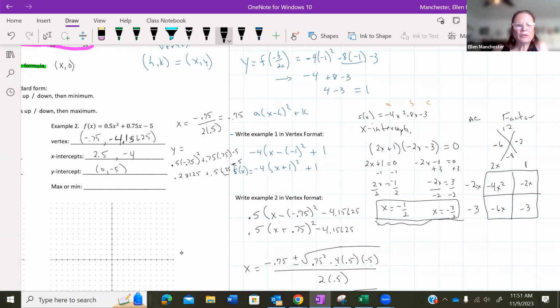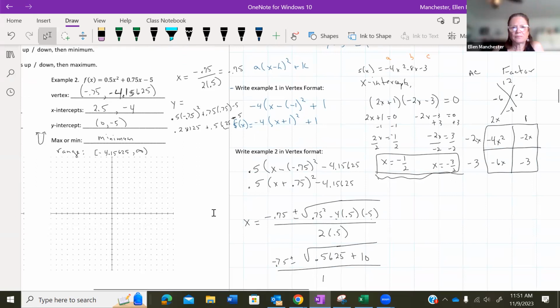Max or min. So this one is a positive, right? My first number is positive. So that means I have a minimum. And then the range is always based on your y value of the vertex. So because it's a minimum, it goes from -4.15625 to infinity, because it's going up forever.